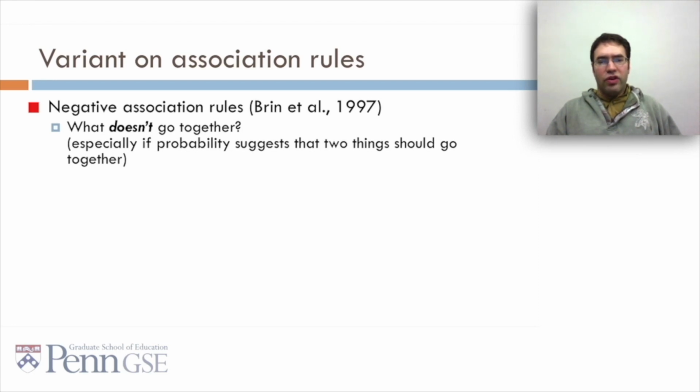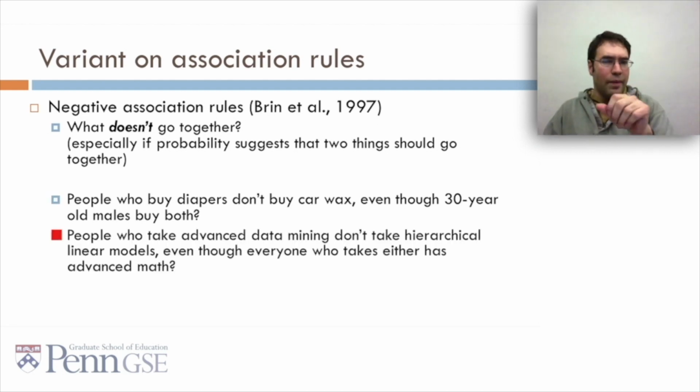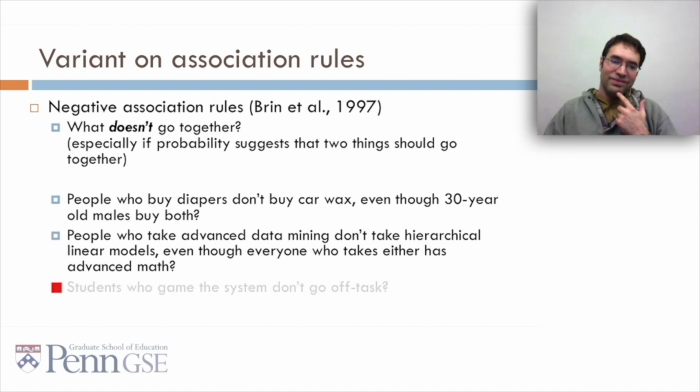One variant on association rules is negative association rules. So what doesn't go together? That's especially interesting if probability suggests that two things should go together. So perhaps people who buy diapers don't buy car wax, even though 30-year-old males buy both. Or perhaps people who take advanced data mining don't take hierarchical linear models, even though everyone who takes either has advanced math. This is actually something you see in the real world.